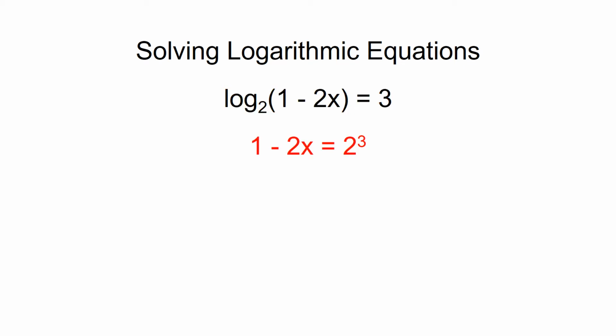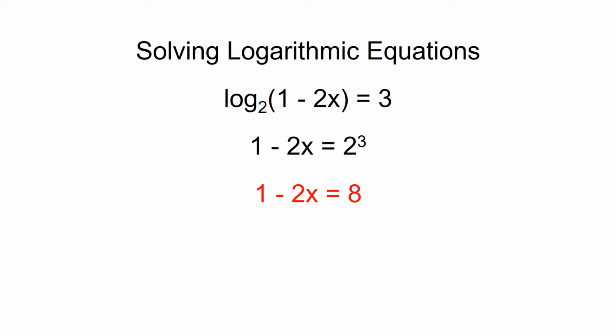We can take the inverse function of both sides, and that would be taking the exponential of base 2. On the left side, that means we will get the argument of the log function in the line above, 1 minus 2x. On the right side, it means we will now have an exponential of base 2, and what was the right side becomes the exponent.